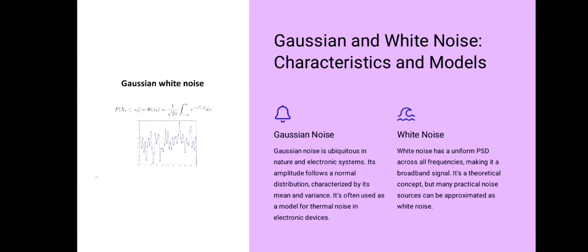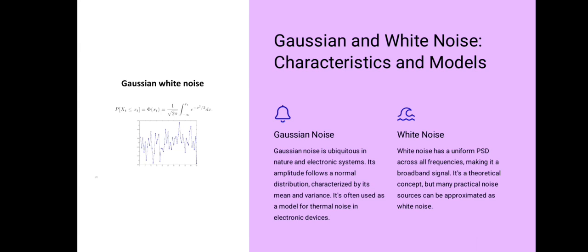Now, Gaussian noise. Gaussian noise is named after the Gaussian or normal distribution, which it follows. This means that most of the noise values are clustered around a central mean with variations following a bell-shaped curve. This type of noise is common in electronic devices and naturally occurs due to thermal agitation of electrons. For example, in resistors and semiconductor devices, thermal noise follows a Gaussian distribution. Gaussian noise is important in communication because it models real-world noise accurately, and many signal processing techniques are designed to reduce its effects.